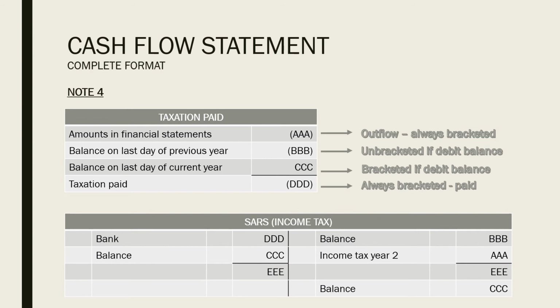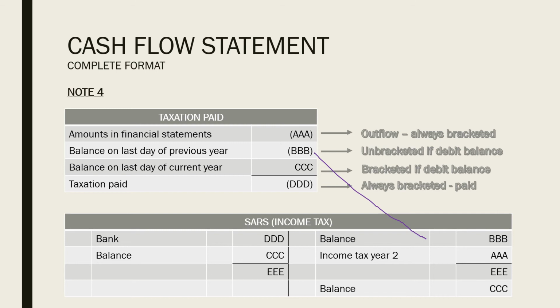Again, if you are not asked to prepare note 4, but you just have to do the calculation, instead of drawing up the note, you can also represent the information in a ledger account. In this case, it will be the ledger account for SARS income tax. So again, we are going to start with the balance brought down. The balance brought down for the beginning of this financial year is always going to be the balance on the last day of the previous year.